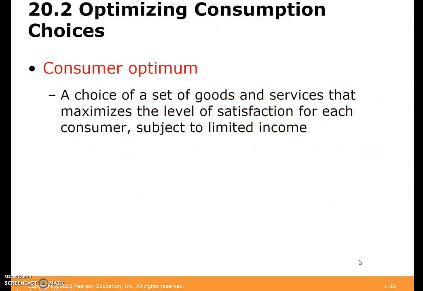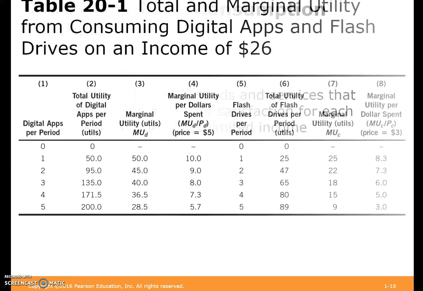So we also want to think about a consumer optimum. So it's a choice of a set of goods and services that maximizes the level of satisfaction for each consumer, subject to the consumer's income, right? So when we say maximizes the level of satisfaction for each consumer, generally we're talking about maximizes each consumer's utility subject to their own budget or income, right?